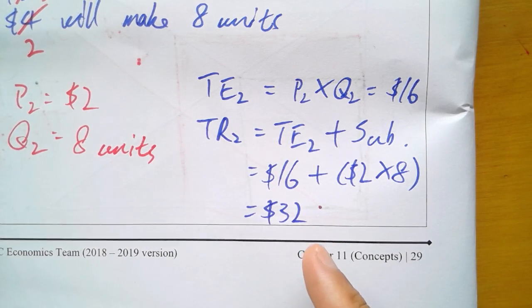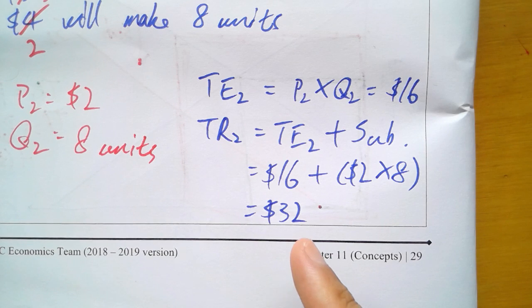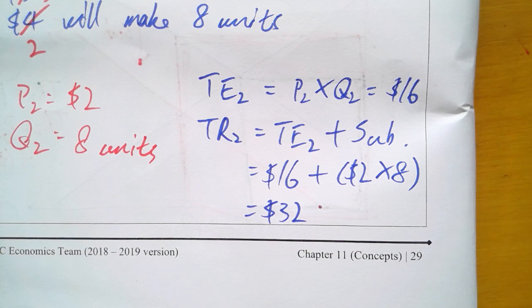$32 total received, which is much higher than the original total revenue. Okay?